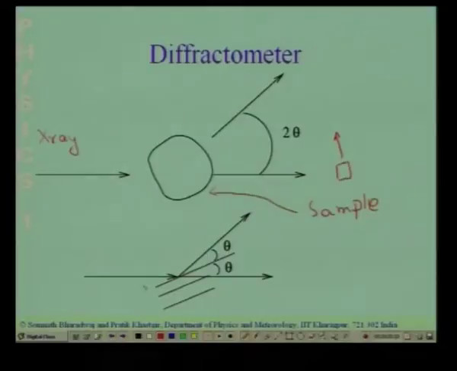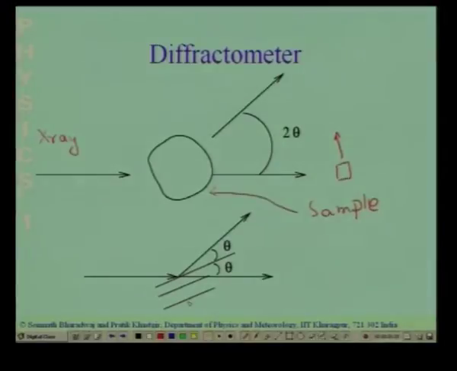So, the X-ray is incident like this, and these are the planes inside the crystal which is a part of the sample. Now, if the planes are oriented like this, then this grazing angle is theta, and the reflected grazing angle over here is also theta. So, you can identify the angle of the scattered X-ray with reference to the incident X-ray as being twice theta, where theta is the grazing angle with respect to the plane.